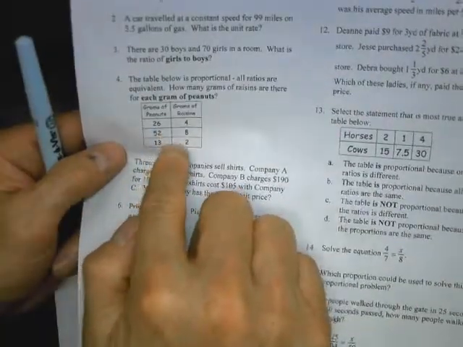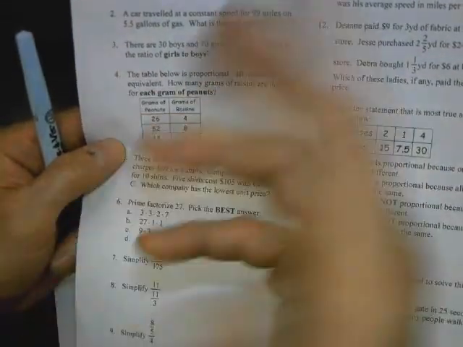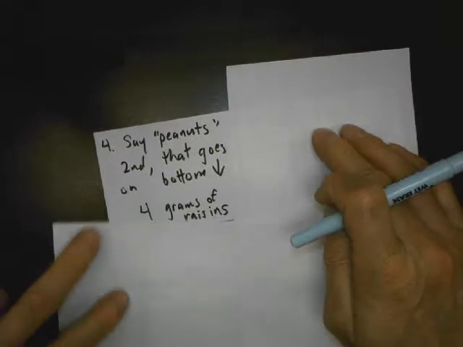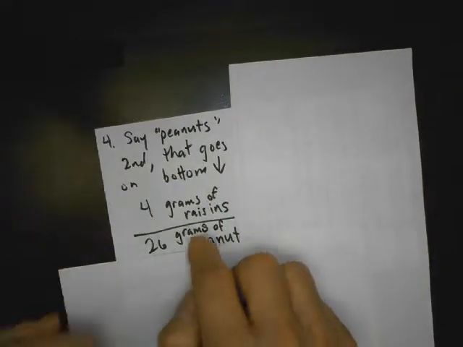So just pick one of these points here and just put the peanuts on the bottom this time. And on the next test, when I switch it and I say raisin second, then you put the raisins on the bottom. So just read the directions, see which goes on the bottom. Since they say peanuts second, peanuts goes down.